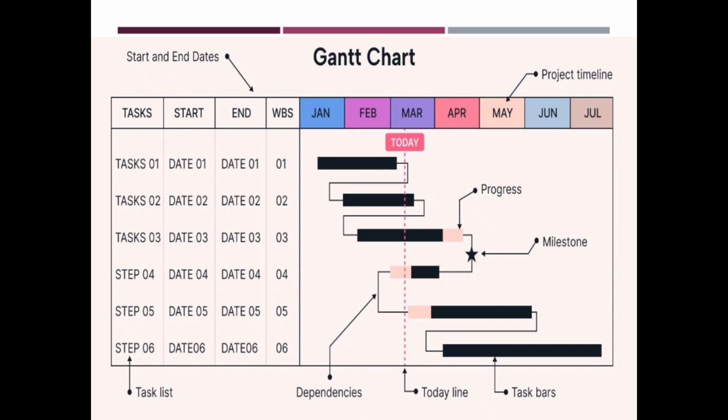Then here I've got a star. This star is denoting a milestone. For example, you have finished a certain phase. That means whenever you finish task number 3, between task 3 and task 4, you are going to finish a certain phase. So that is a milestone. That is how you can write a Gantt chart as a project manager.